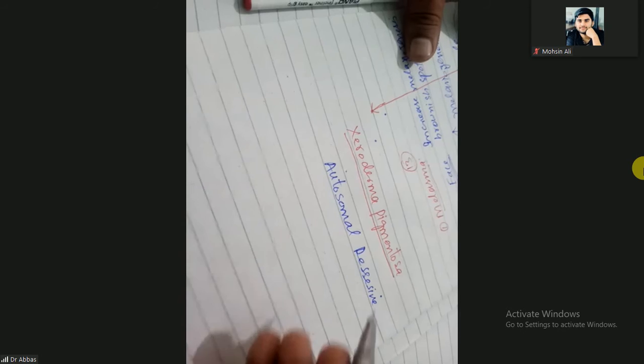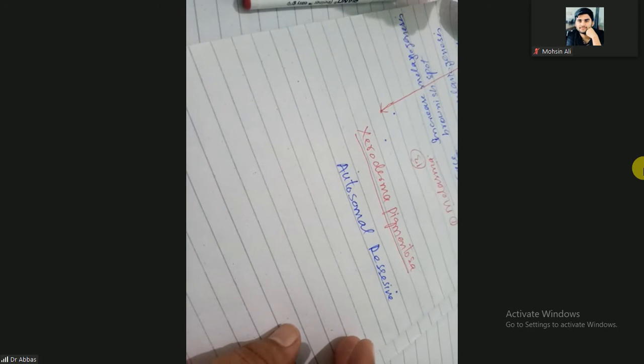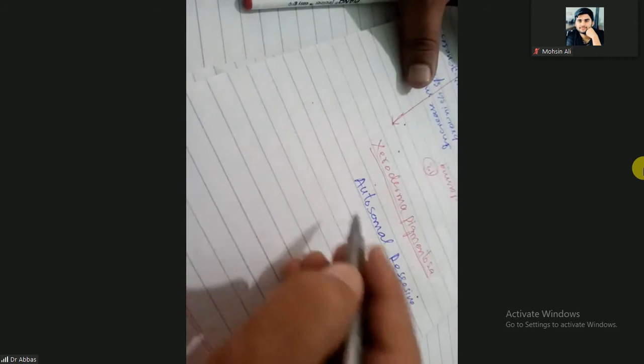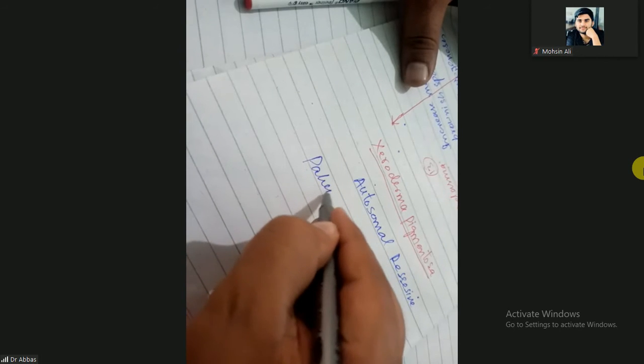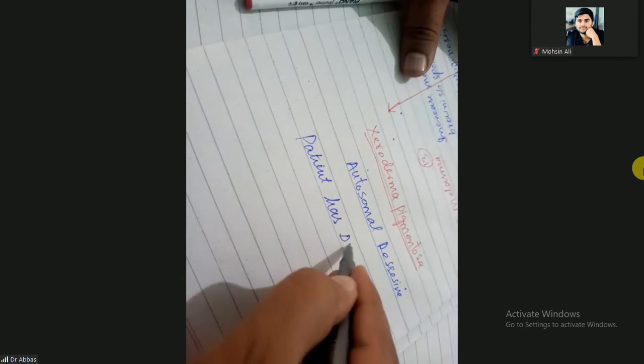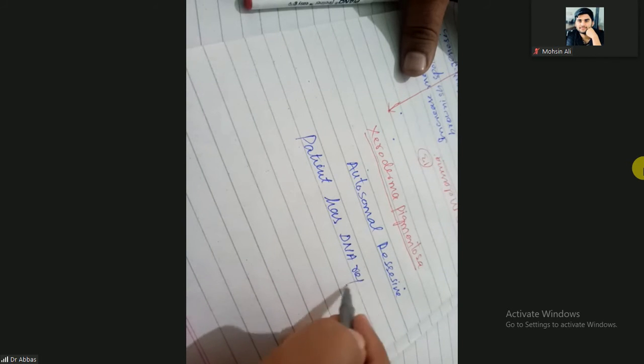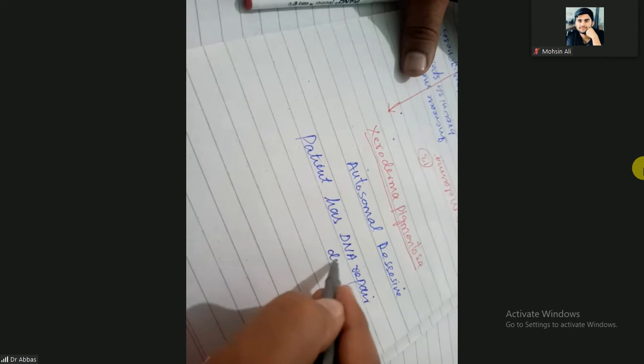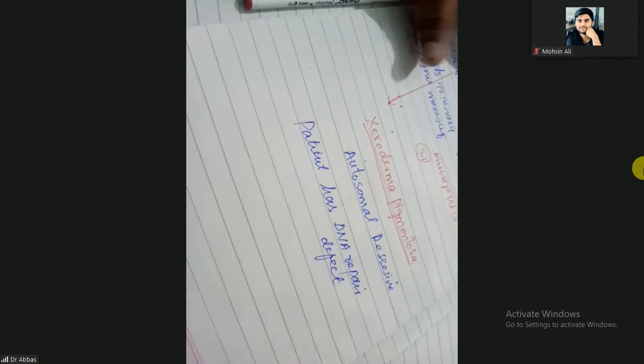So what will happen? Patient has the DNA repair defect. So in this condition, patient has DNA repair defect. What does it mean?